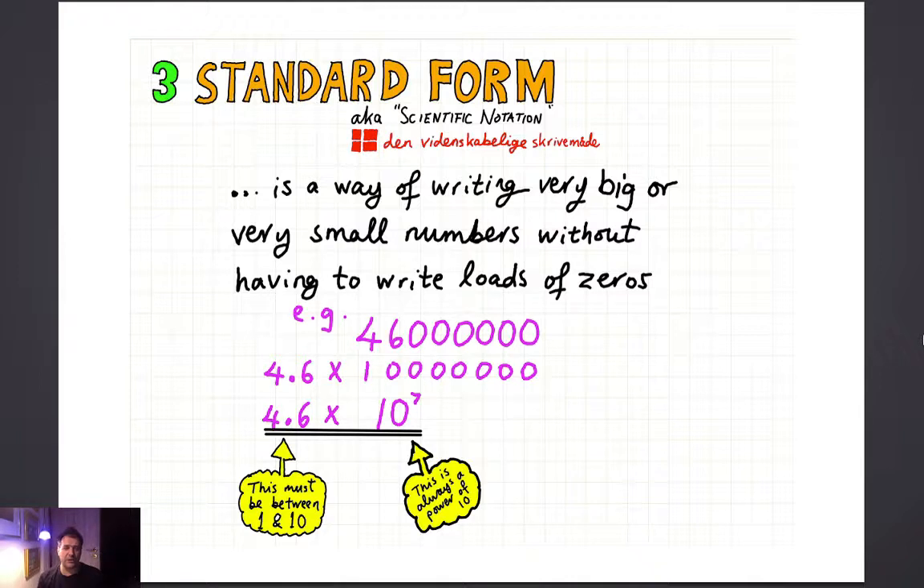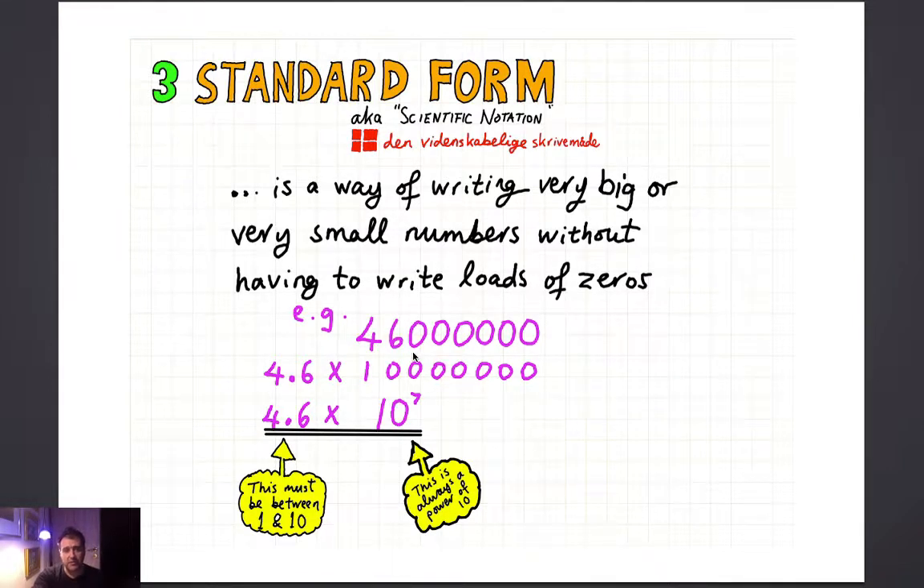So it's a way of writing very big or very small numbers without having to write loads of zeros. Scientists deal with very big or small numbers, like distances in space or sizes of tiny particles, and those numbers often have loads of zeros in, and you don't want to have to write them with loads of zeros. So they've agreed on a standard convention for writing them, and the convention is to write it as something between 1 and 10 multiplied by 10 to the power of something.